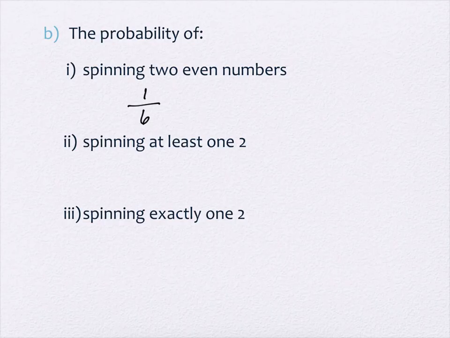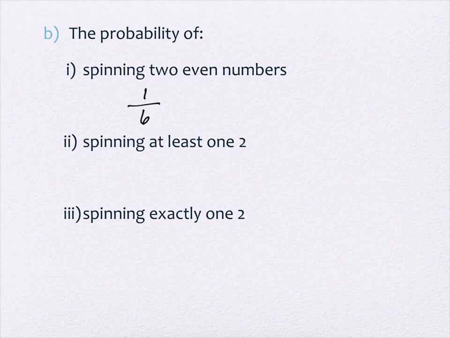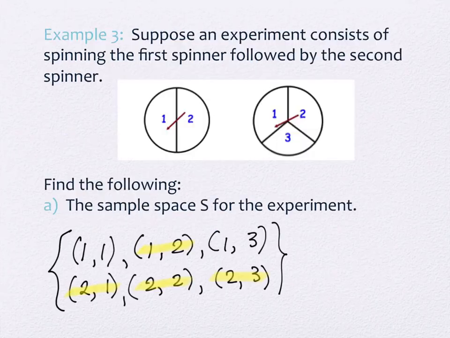How about spinning at least one 2? Okay, well, that's a little bit more cumbersome to find them. It's not bad. But do you see all the outcomes that would include at least one 2? So this one, and this one, and this one, and this one. There's 4 of them, right? 4 of them have at least one 2. Out of how many total? 6. And what is 4 out of 6 if I reduce? 2/3. Good deal. What is it going to do when it wants me to find exactly one 2?